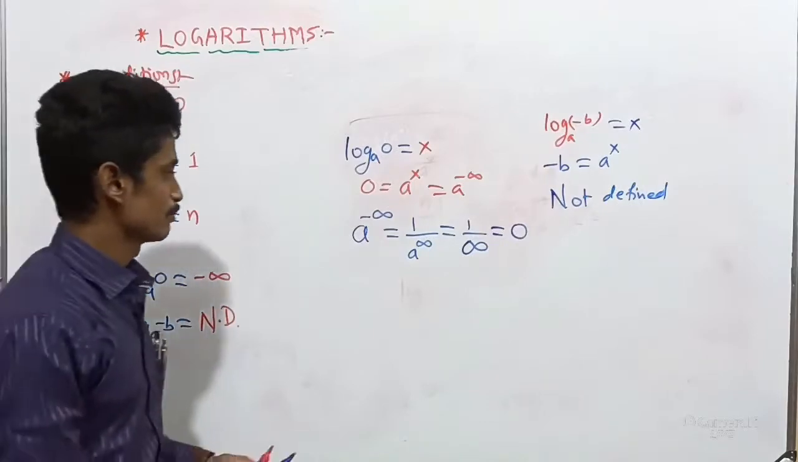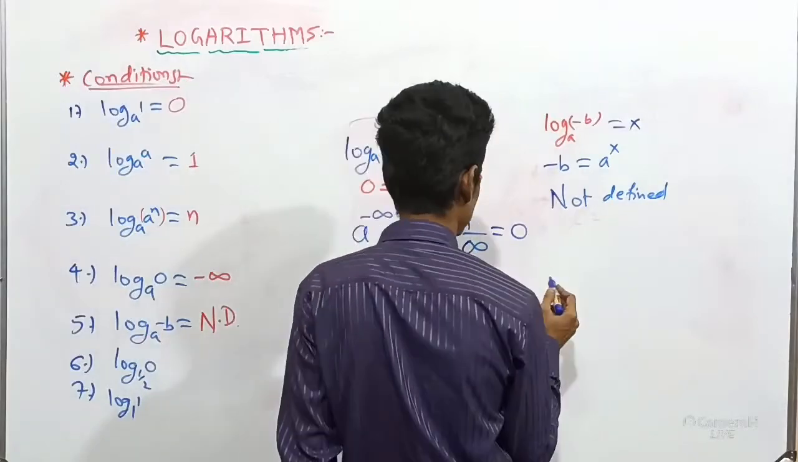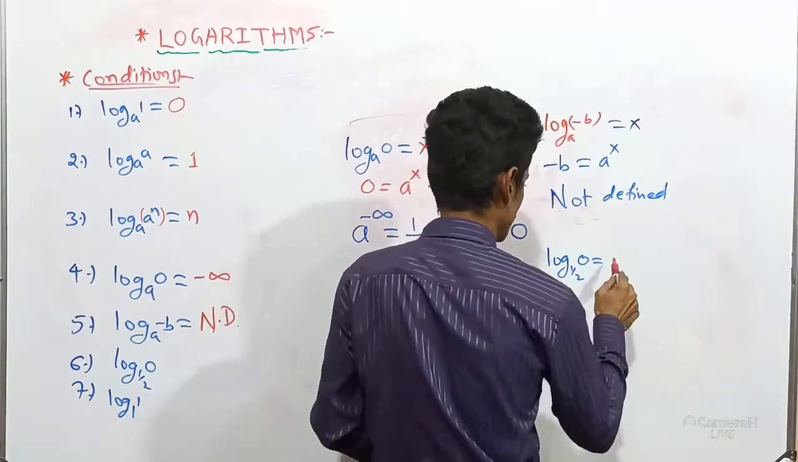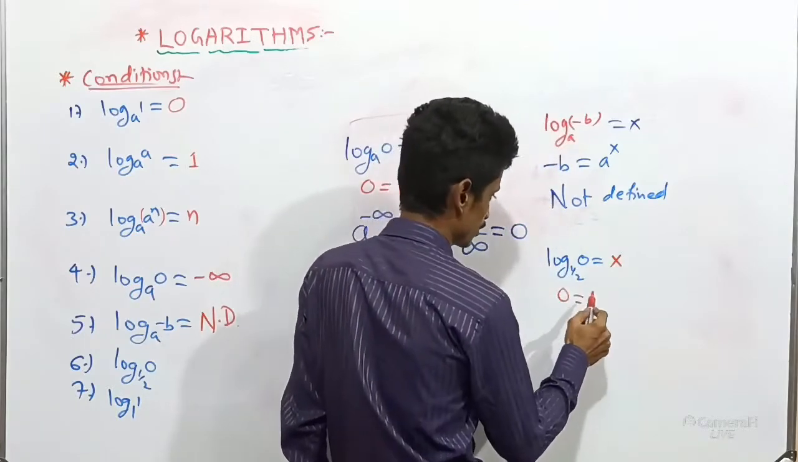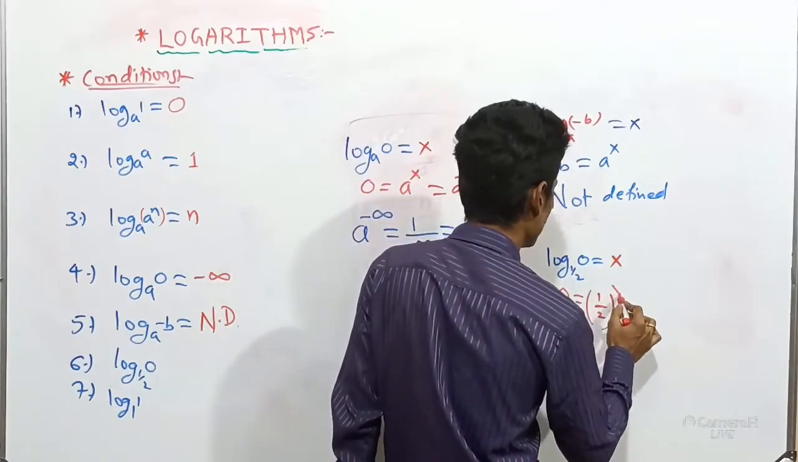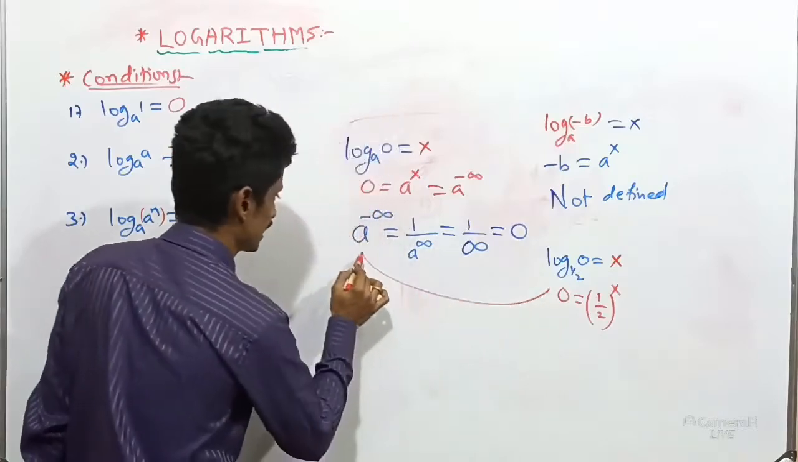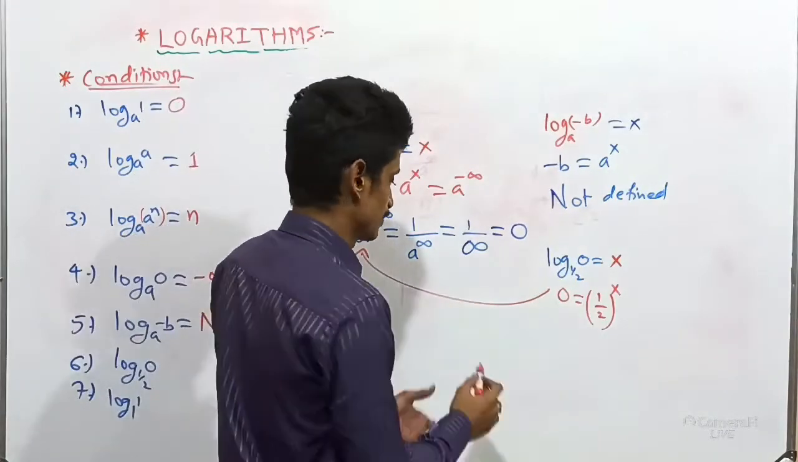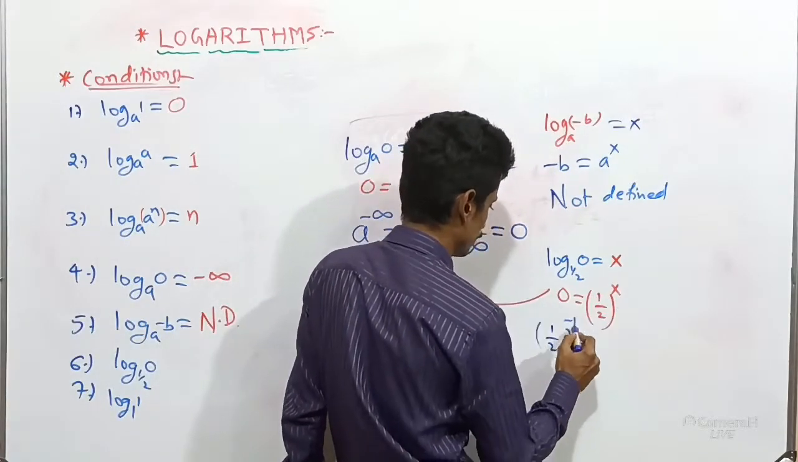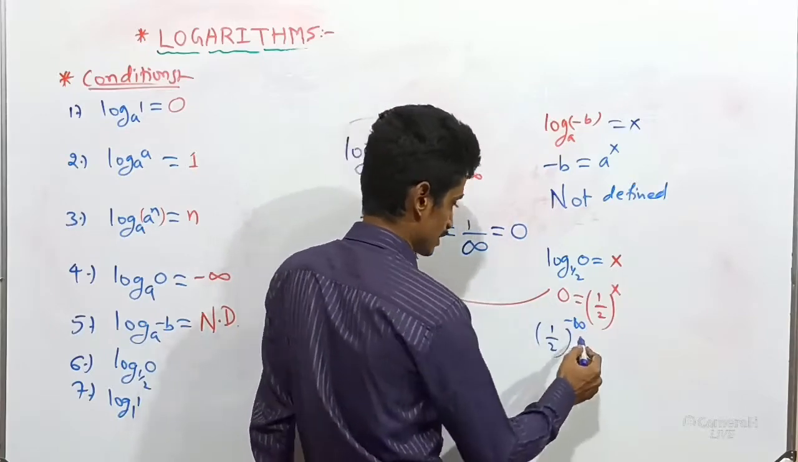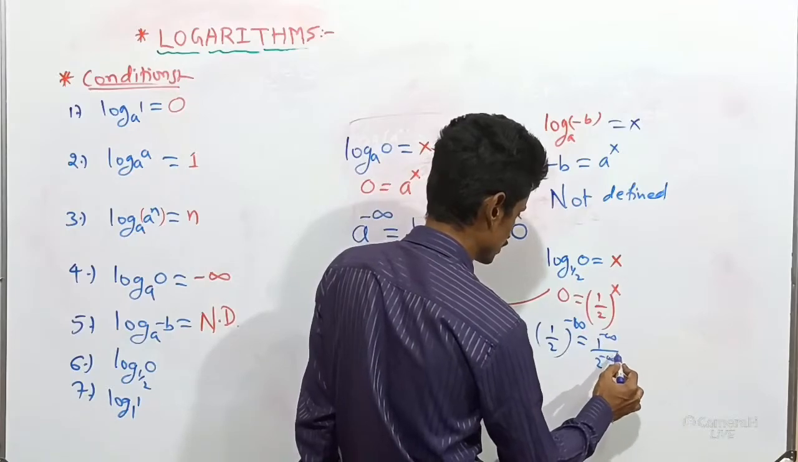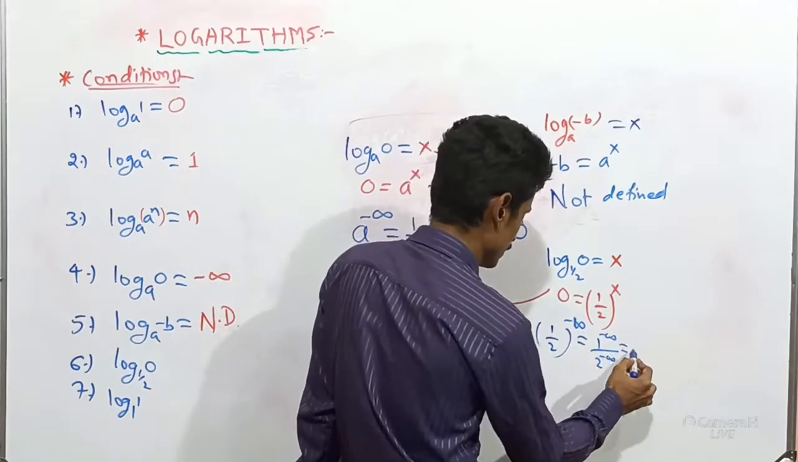Now we'll go to question number 6. What is question number 6? Log 0, base 1 by 2, the result I don't know, x. Then 0 equals, writing in index form, 1 divided by 2 whole power x. This is completely the same as the previous one. Clear? That's why I will write simply 1 divided by 2 whole power minus infinity. At this time, 1 power minus infinity divided by 2 power minus infinity. Now how much will it be?